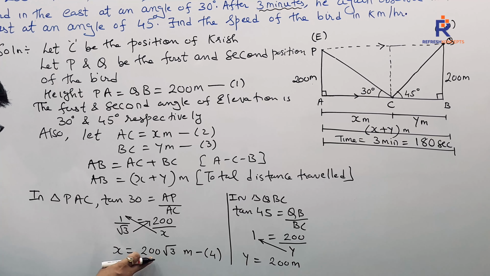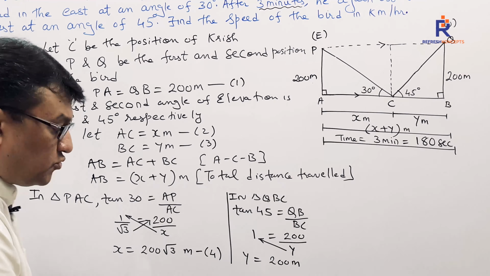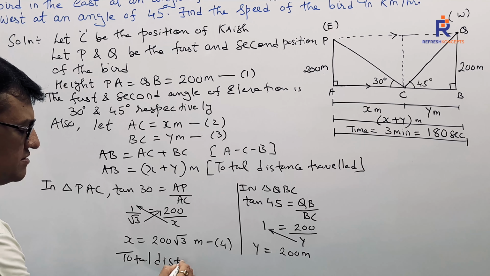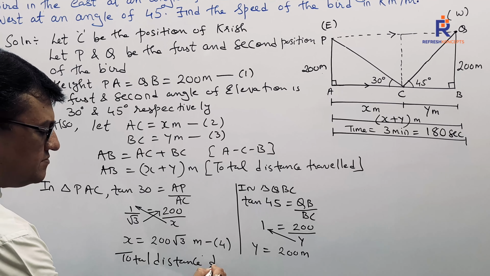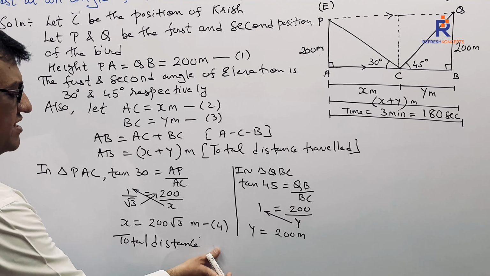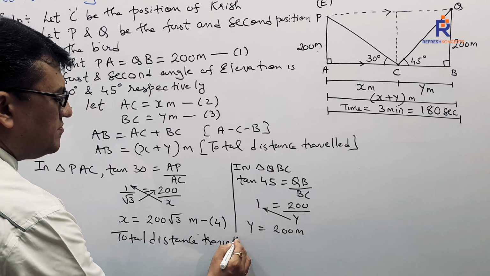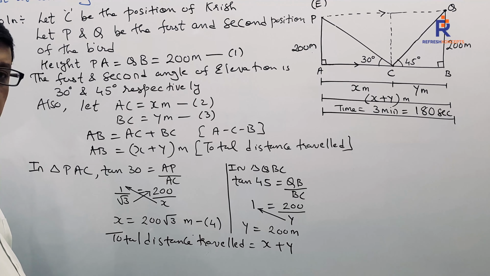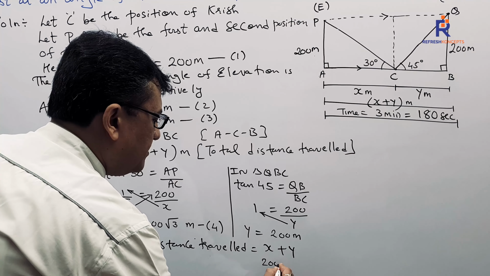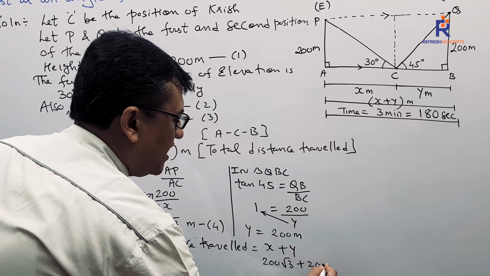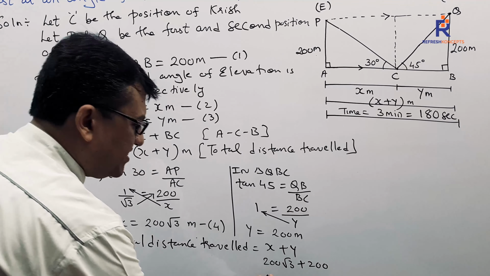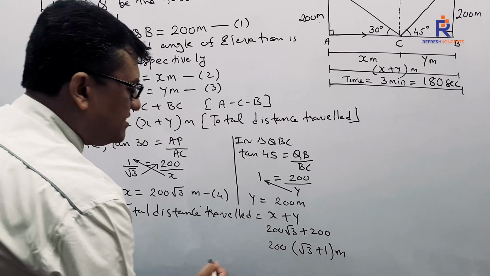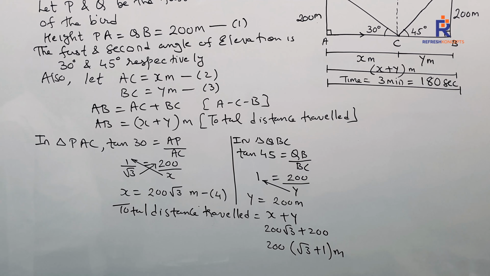Did I get x? 200 root 3. Did I get y? 200 meter. So what is the net distance? What is the total distance traveled? The total distance traveled is x plus y. x is 200 root 3 plus y, which is 200. If you want, you can take 200 common: 200 times root 3 plus 1 meter. That's the total distance traveled.